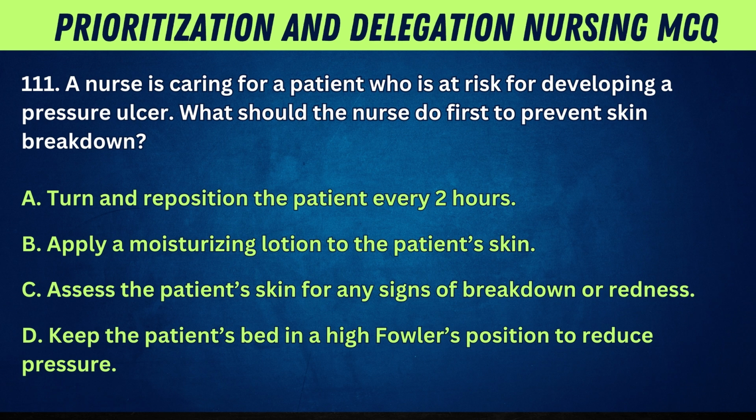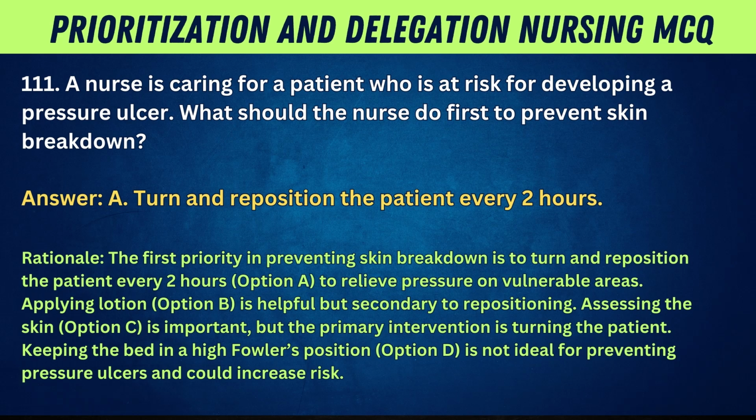111. A nurse is caring for a patient who is at risk for developing a pressure ulcer. What should the nurse do first to prevent skin breakdown? A. Turn and reposition the patient every 2 hours. B. Apply a moisturizing lotion to the patient's skin. C. Assess the patient's skin for any signs of breakdown or redness. D. Keep the patient's bed in a high Fowler's position to reduce pressure.